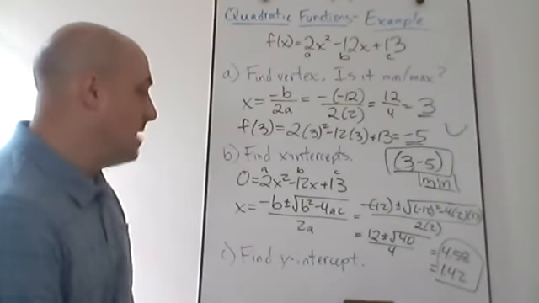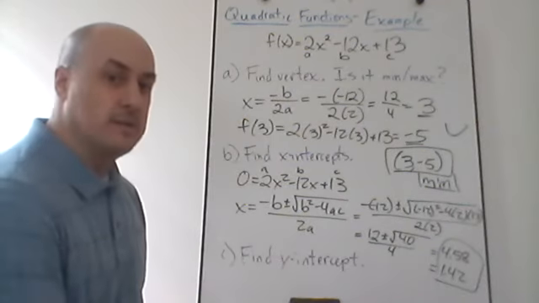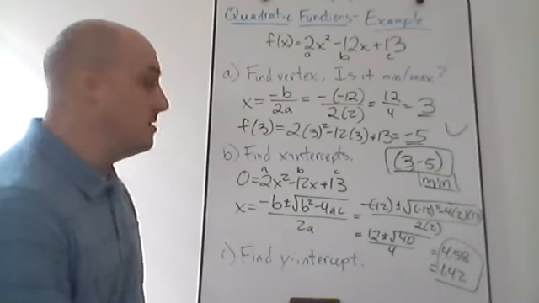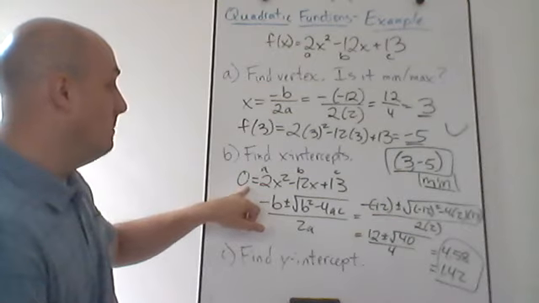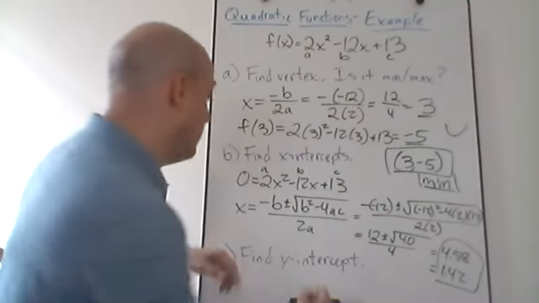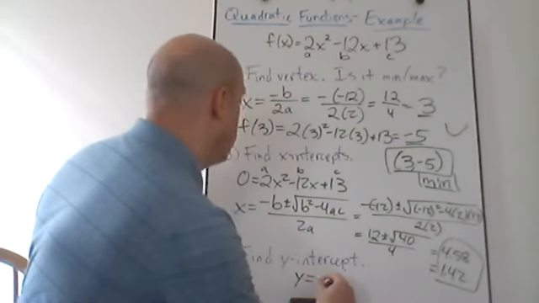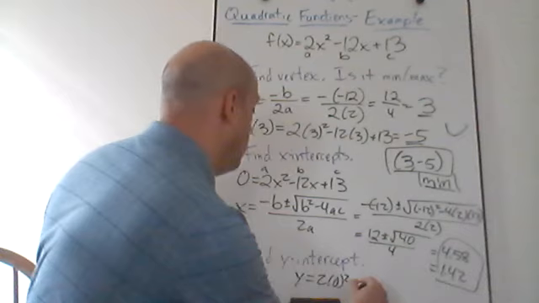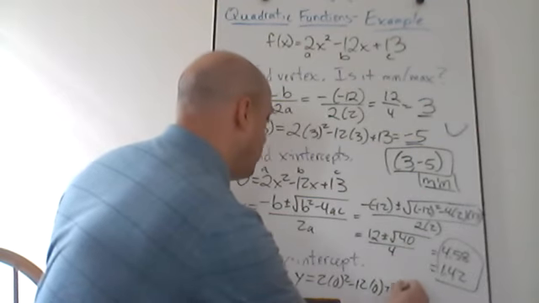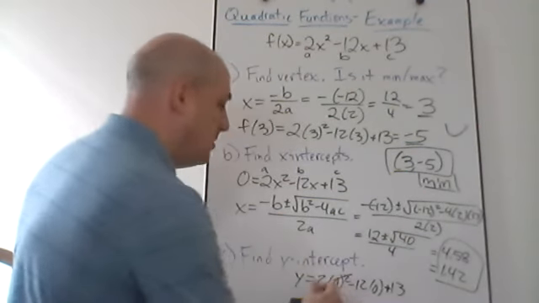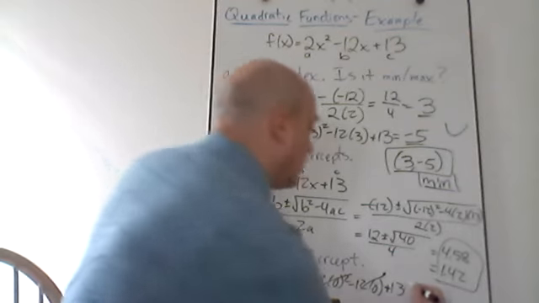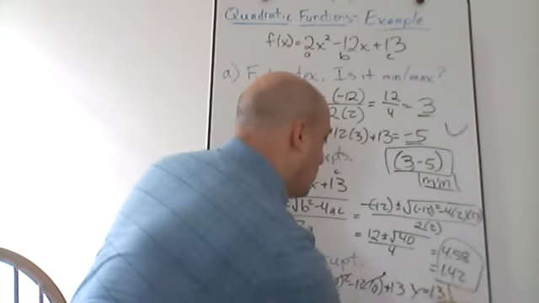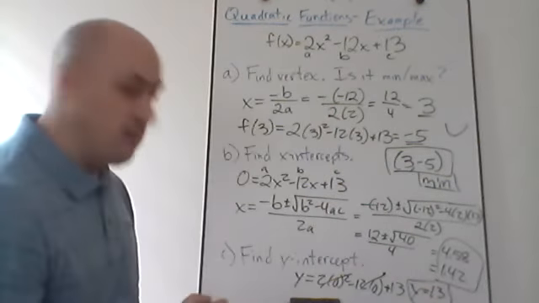And then my y-intercept, which I didn't leave much room for down here, but luckily the y-intercept is a lot easier than the x-intercept. Remember, to get the x-intercept, I set y equal to 0. To get the y-intercept, I set x equal to 0. So y is going to equal 2 times 0 squared minus 12 times 0 plus 13. 2 times 0 squared equals 0, 12 times 0 equals 0, so y equals 13. That's going to be my y-intercept of the graph of this function.